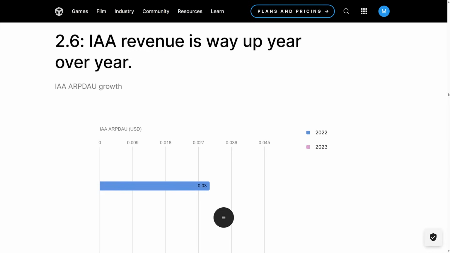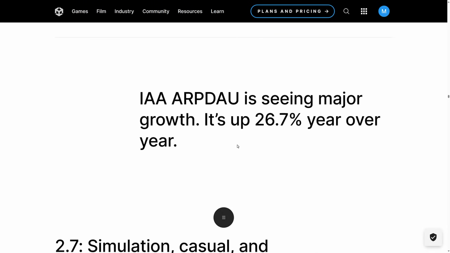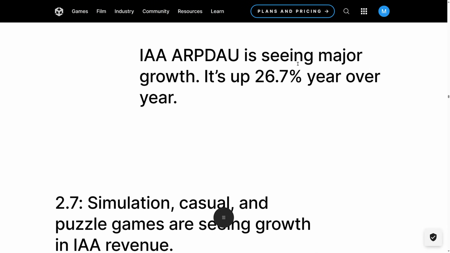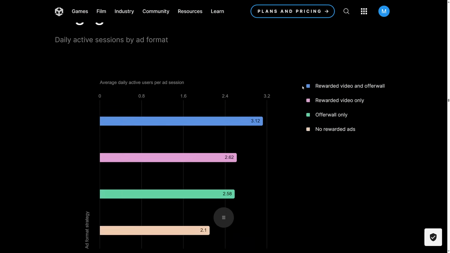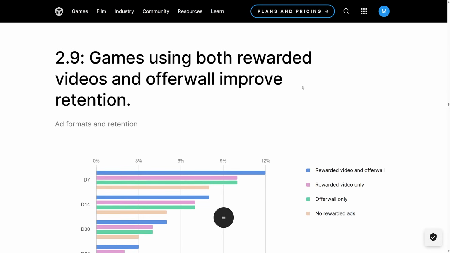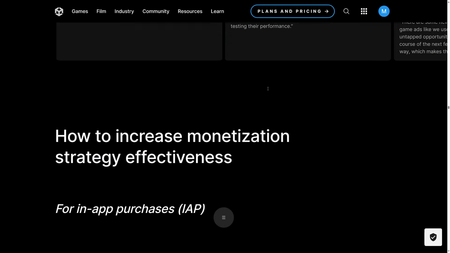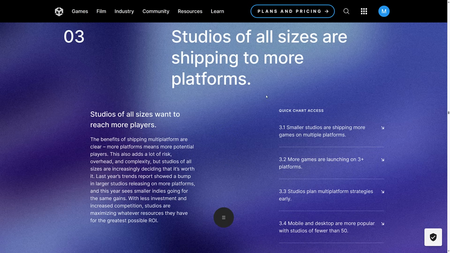And then in-app advertising revenue is way up this year. So it went from 0.3 to 0.38. So was that a 20% increase there? So 26.7% going up there. So some definite interesting things when it comes to the way people are earning money on their games, and it's something you don't normally get insight into. So I do appreciate that about this report. And they got some breakdowns of how you can monetize your game and so on. Like I said, this report is absolutely massive.